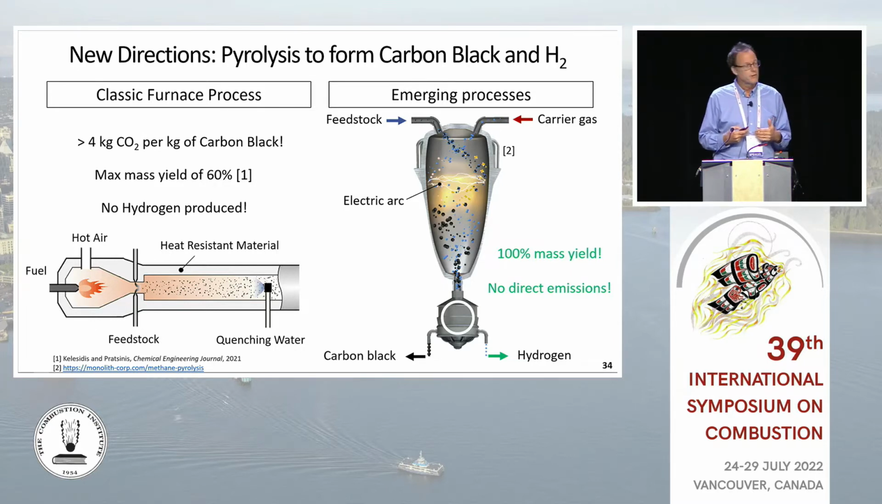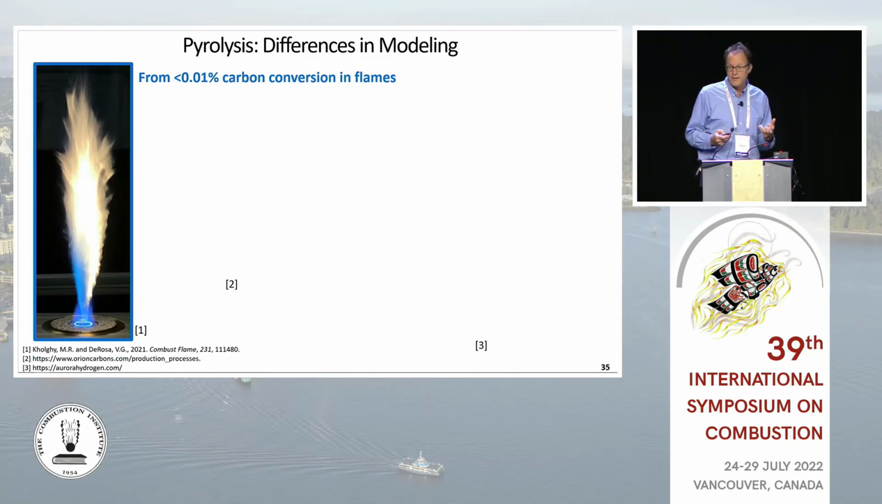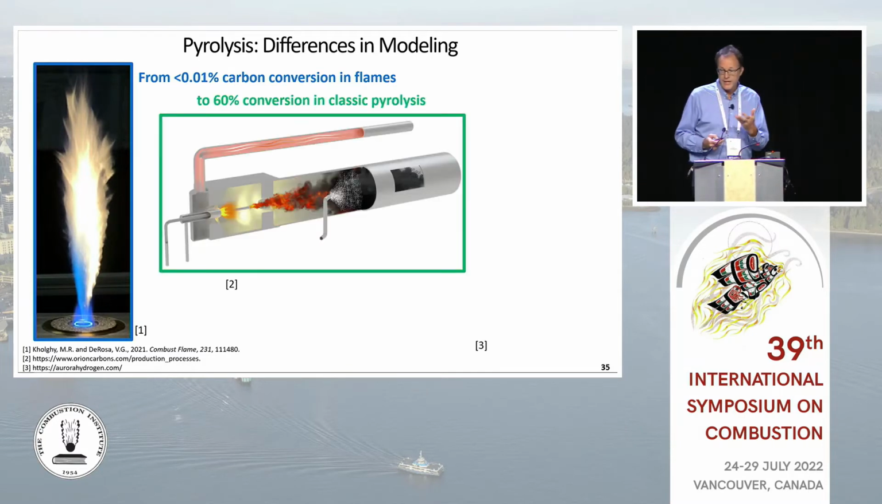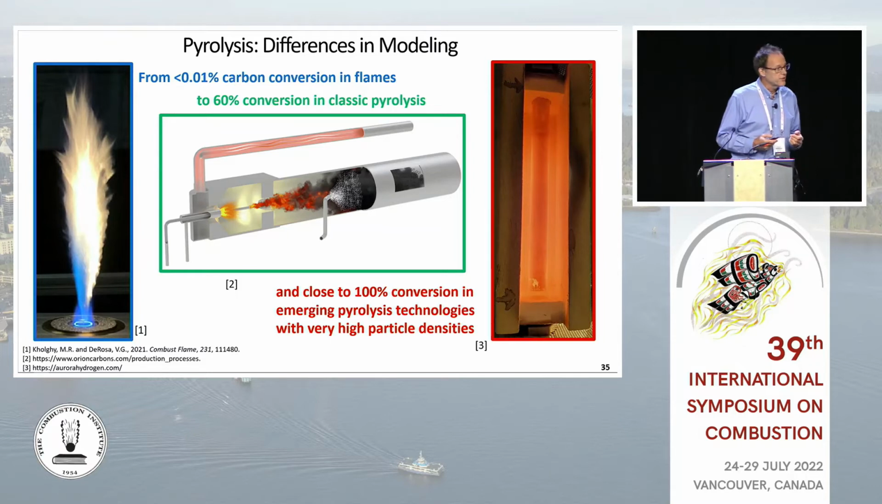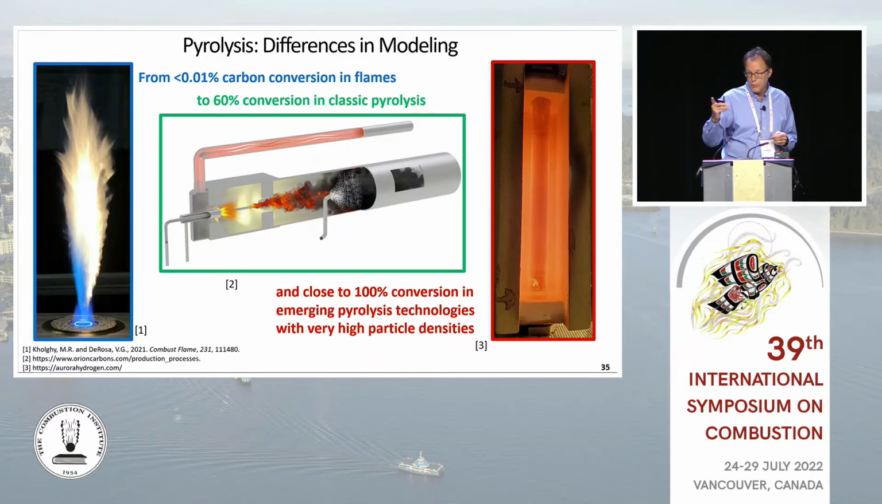I've modeled for industrial partners both the carbon black process on the left and emerging methane pyrolysis approaches on the right, not Monolith, but other people. And soot models work very well. They really add a lot and provide a lot of insight to people who are trying to understand these processes. So definitely our expertise is relevant to these processes. But these processes are different. In a flame, very little carbon goes into soot, but in a carbon black furnace, you get 60% conversion. And this is an image in my lab here of a microwave-driven methane pyrolysis unit. And here you have 100% conversion.